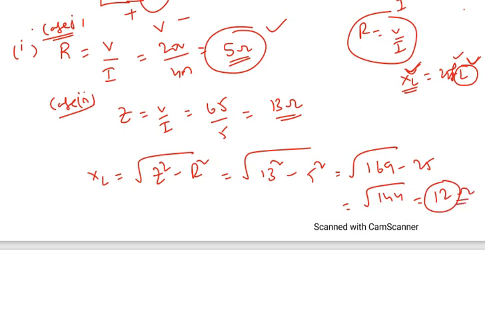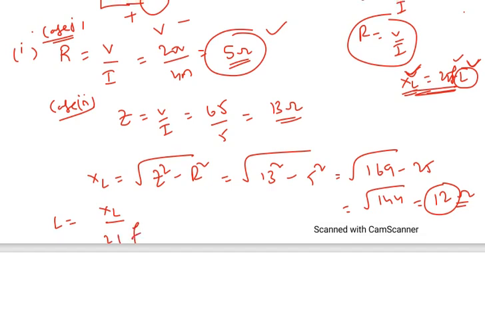Based on this you can calculate the inductance: L equals XL by 2 pi F. XL is 12, divided by 2 into pi, which is 3.14, into F. Sorry, the given frequency here is 50 Hz. Just simplify this and you will get the answer, which is 0.038.